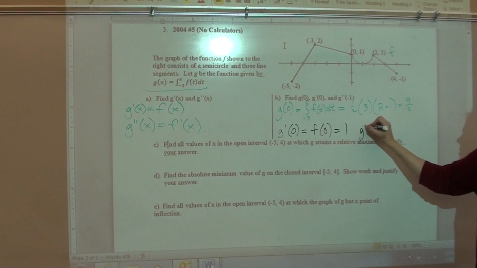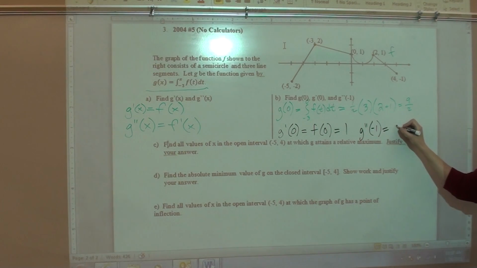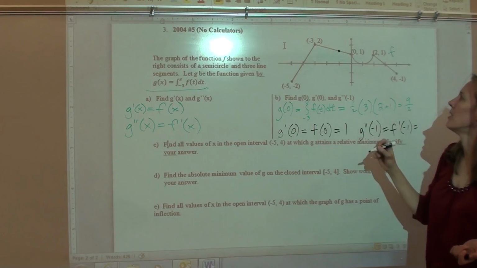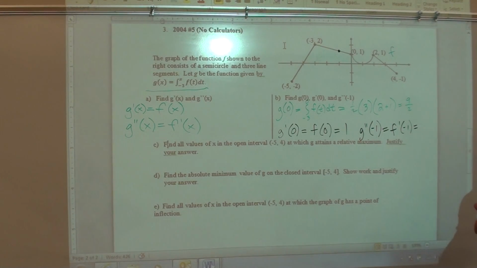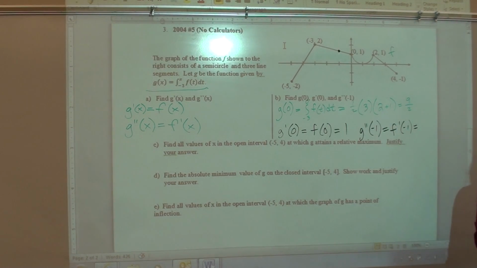Now, g double prime of negative 1 is equal to f prime of negative 1. So we want f prime of negative 1, which is, in other words, the slope at negative 1. And we're going to take a second and figure out the slope of the graph at negative 1.